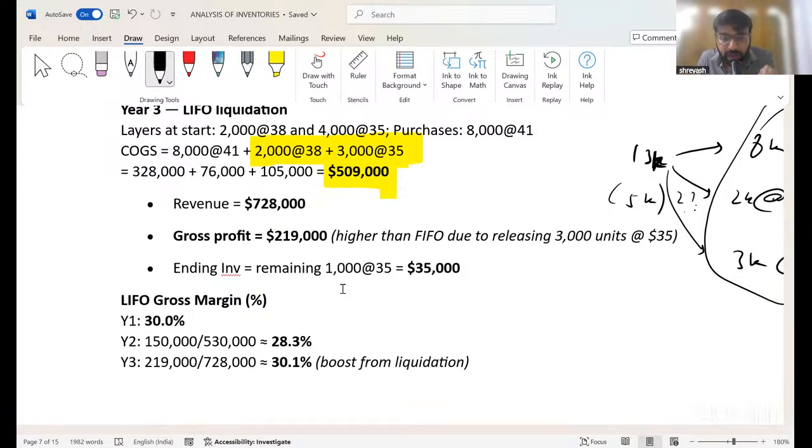And because of that, what happens? The liquidating effect comes. Sir, what do you mean by liquidating effect? Liquidating effect stems from what? The fact that your purchases are going down, they are liquidating, they are reducing. And that is the entire concept of LIFO liquidation.